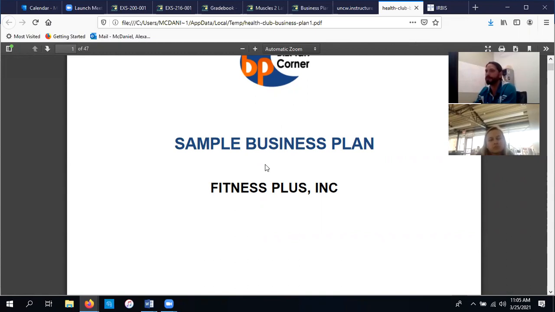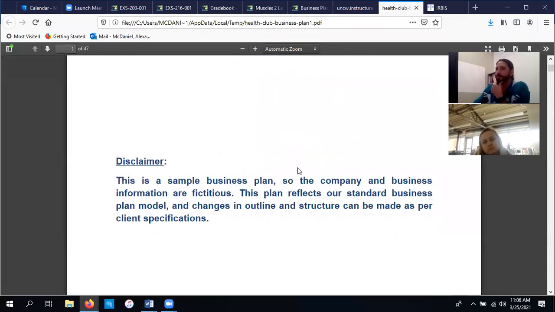Then you should have a normal APA title page. It should be the title of your project, which in this case would be like business plan draft, or you can have your company's name, whatever you want to do. Then your name, then the university, the departments, the class, my name, and then the due date of this assignment. So that's how you want to have your title page.